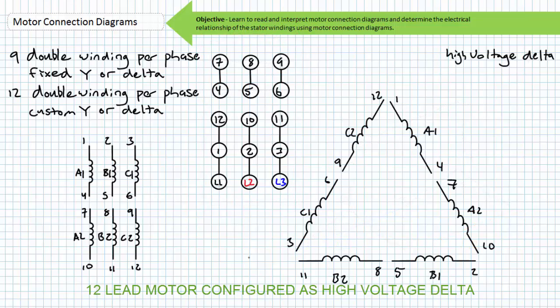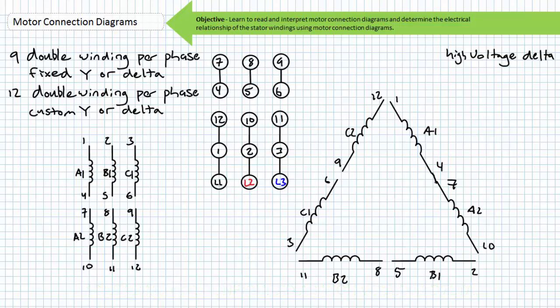Consider a 12-lead motor necessitating a high-voltage delta configuration. The series high-voltage configuration ties together terminals 4 and 7, placing windings A1 and A2 in series. Terminals 5 and 8 are tied together, placing windings B1 and B2 in series. Then terminals 6 and 9 are tied together, placing windings C1 and C2 in series.